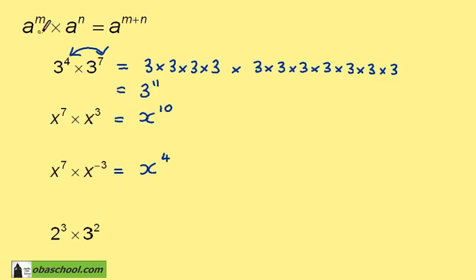Note that this doesn't fit the pattern because we have 2 and 3 and the numbers should be the same as they are in the other examples. We can work this out, but it does not conform to our pattern. We get 8 times 9, which is 72.